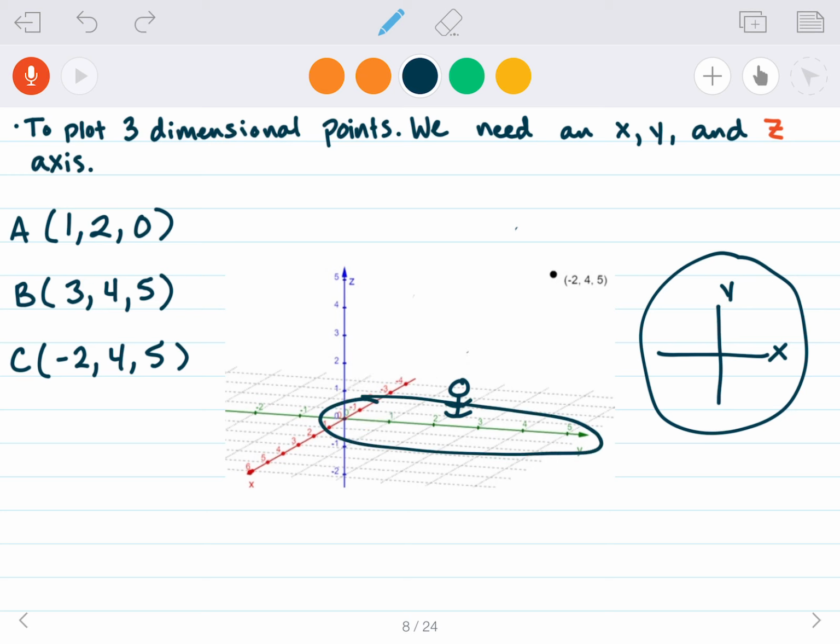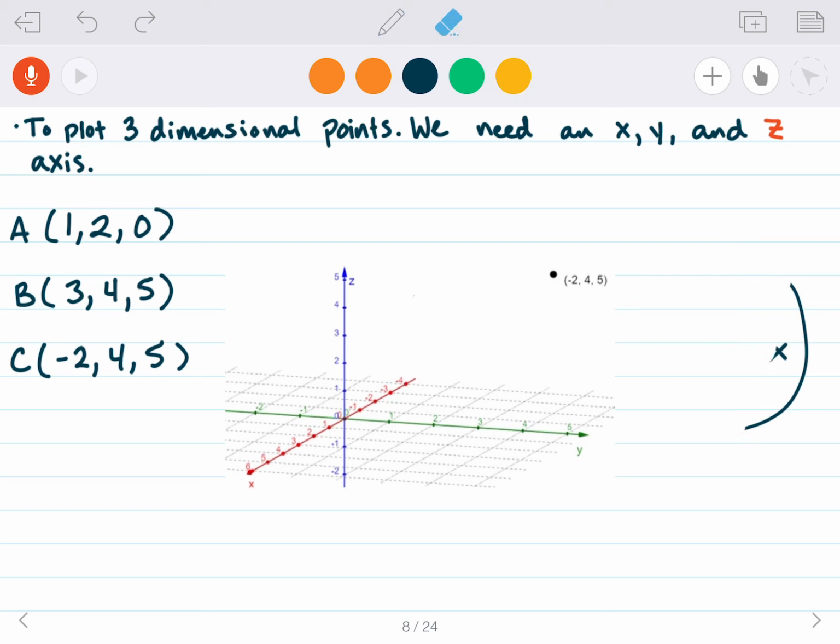This guy right here is your positive y, this is your negative y, this is your positive z, this is your negative z. So let's practice plotting some points in 3 dimensions. Now there's a point here that's already plotted, and that's C, and we're going to do that one last, just to show you how we get there. But the first one I want to look at is point A, which is x is equal to 1, y is equal to 2, and z is equal to 0.